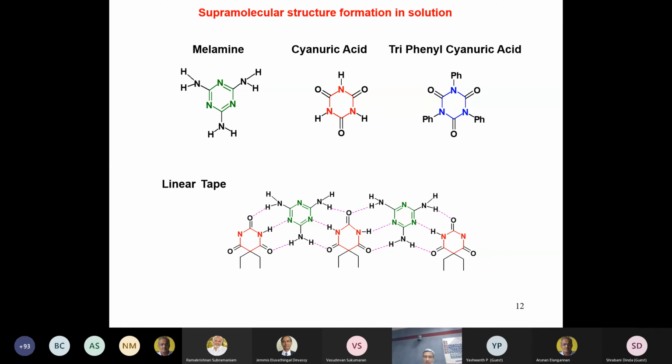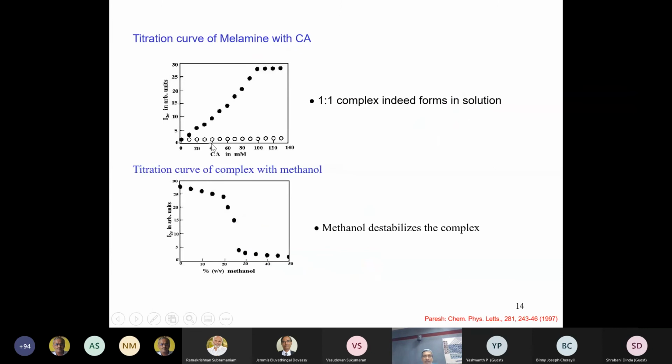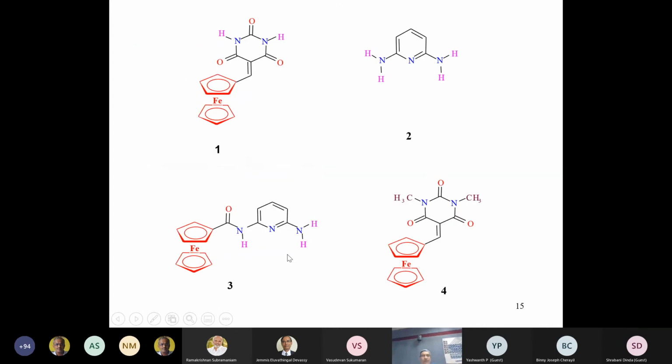And so that other one, the one at the bottom, is the control experiment with the triphenyl. You don't form that hydrogen bonded complex. And these complexes are formed in chloroform, but if you add methanol at 25% volume, you can reverse this and you can dissociate this hydrogen bonded complex.